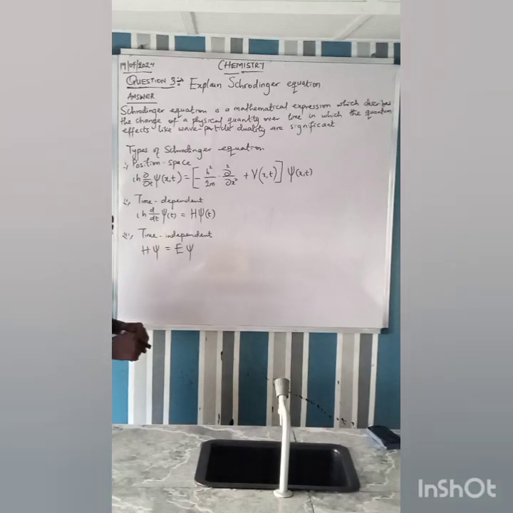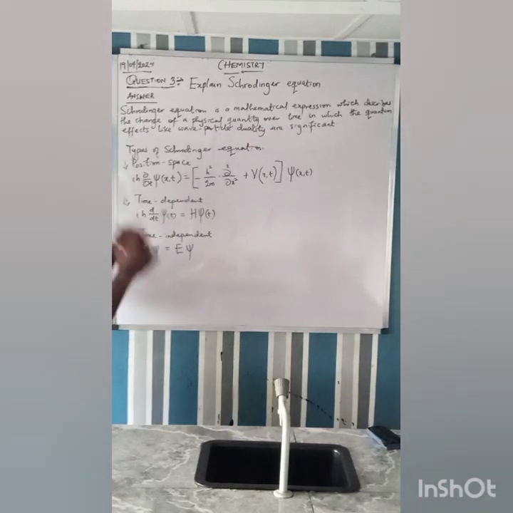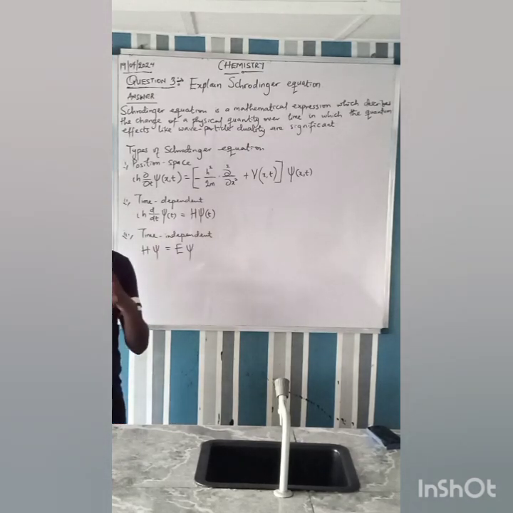And also, if we move to the next one, the time independent, we will see that we have similar parameters there, but the H here stands for the Hamiltonian operator, while our E here stands for the energy of the system. To explain more about this, we would always need time because it is a kind of complex topic. Thank you very much.